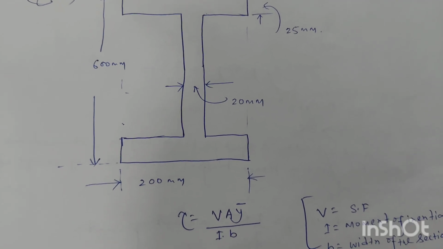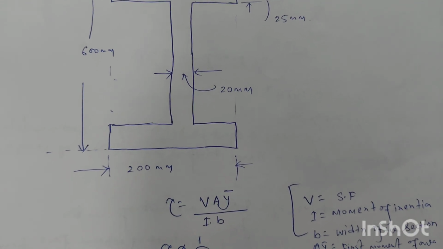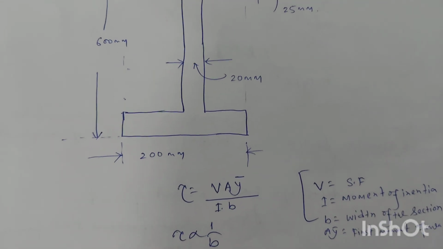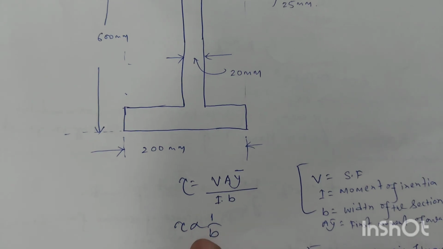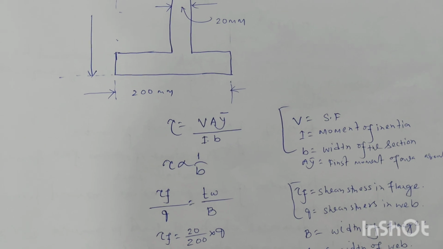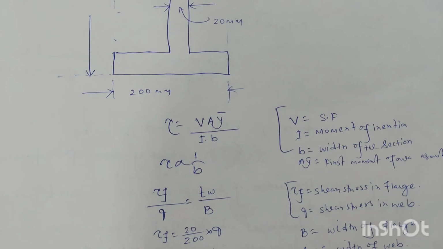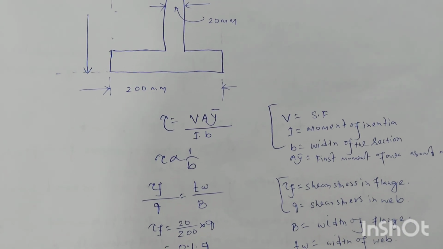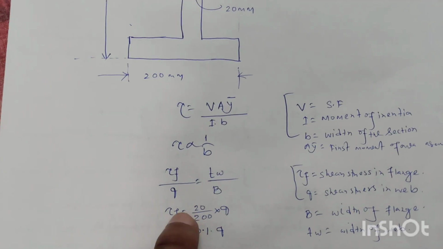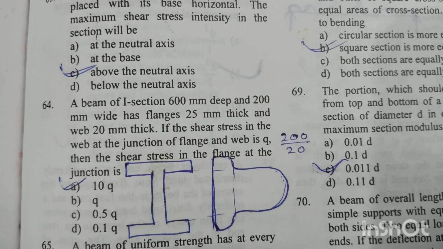V A y bar divided by I into b. V is the shear force on the beam, I is the moment of inertia, small b is the width of the section, and A y bar is the first moment of area. From this equation we can write tau is inversely proportional to the width, so we can write tau f divided by q equal to tw by capital B. Tau f is the shear stress in the flange and q is the shear stress in the web, capital B is the width of the flange, and tw is the width of the web. After calculation, putting in all the values, tau f will be equal to 0.1 q. Option D is the right answer.